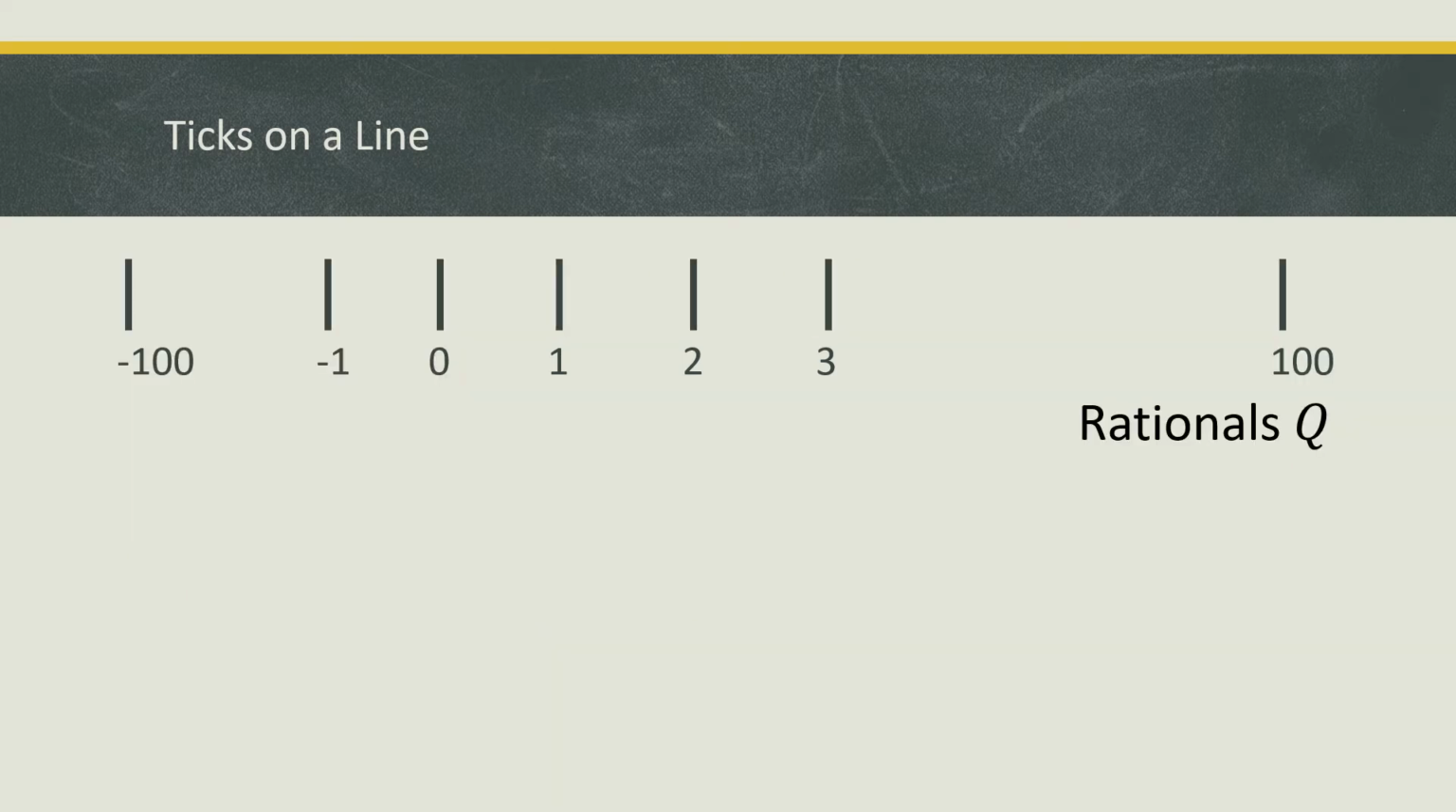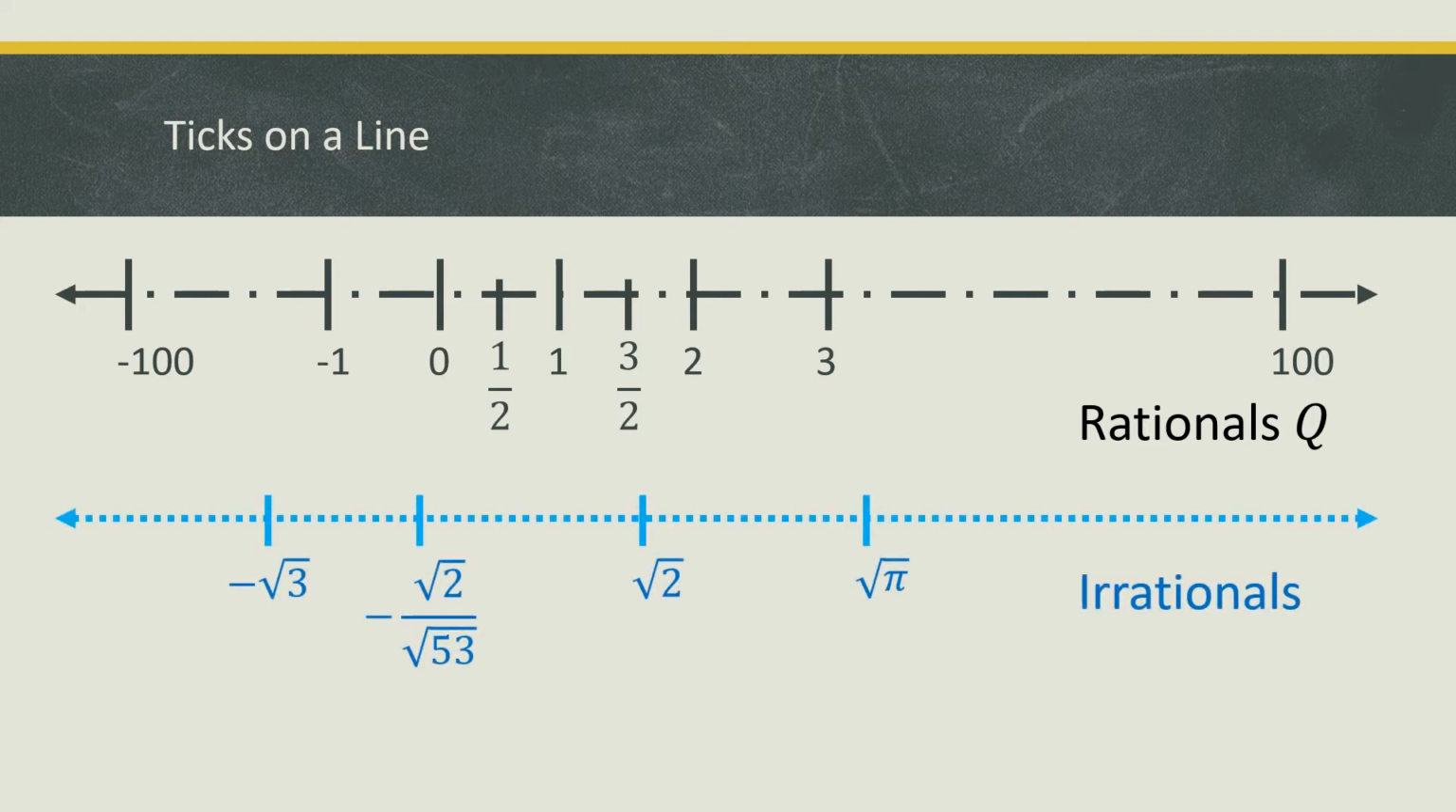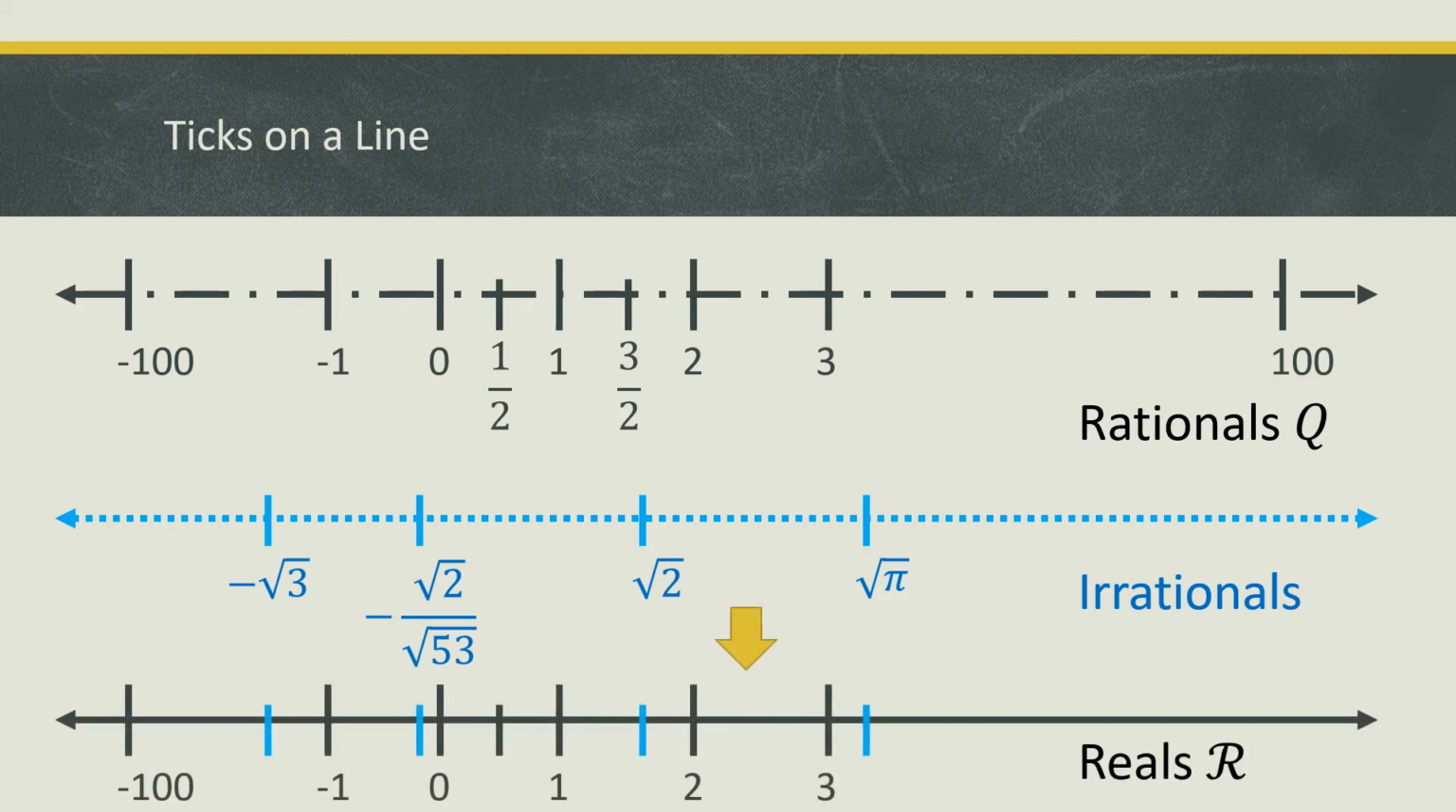The next step is to draw the fractions. For example, because 1/2 is between 0 and 1, we draw it between those ticks. 3/2 is between 1 and 2. And we do this for all rational numbers, and we will see that an almost continuous line emerges. It can be shown that the holes in the line can be filled by irrational numbers, and therefore the set of all real numbers can be represented by a line, and we call this line the number line.